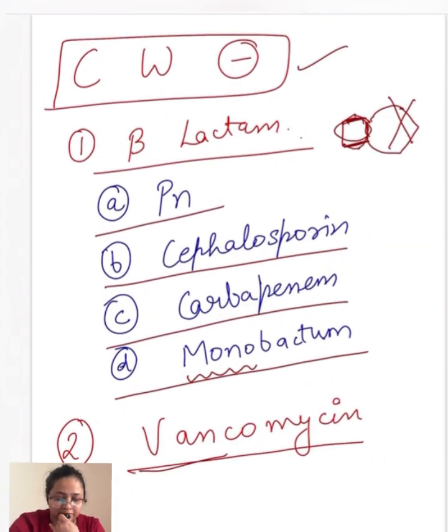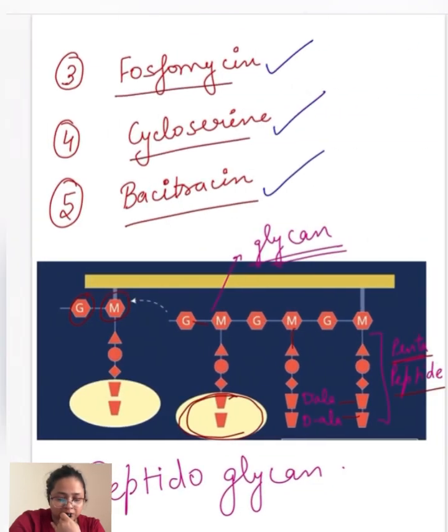Cell wall inhibitors include the beta lactams, like penicillin, cephalosporin, carbapenem, and monobactam. Second is vancomycin. Third is phosphomycin, cycloserine, and bacitracin. So how are they acting?